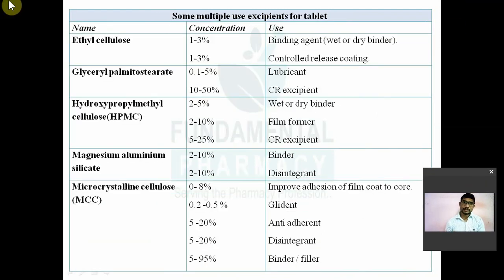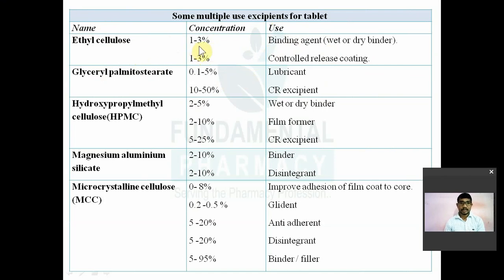But there are some excipients used in the tablets, so we will see them one by one. Name of excipient, concentration used, and purpose or use. Ethyl cellulose is a cellulose derivative. It is used as a binding agent as well as a control release coating agent. It is used as a binding agent in 1 to 3%.